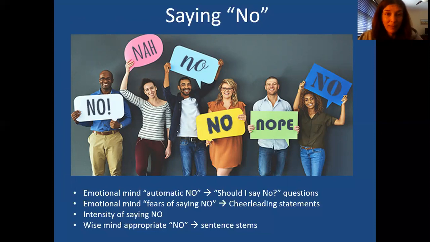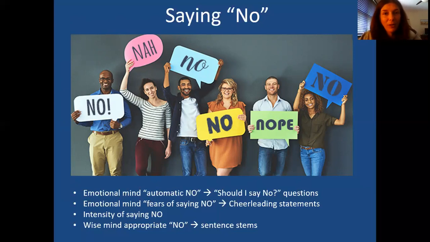So we might hesitate to say no and maybe just not say it. All right, so if that's the case, there's cheerleading statements to kind of encourage us inside, to get the courage to say no when it's actually necessary. Okay, so there's also, for both of those things, a little chart about the intensity of the no.